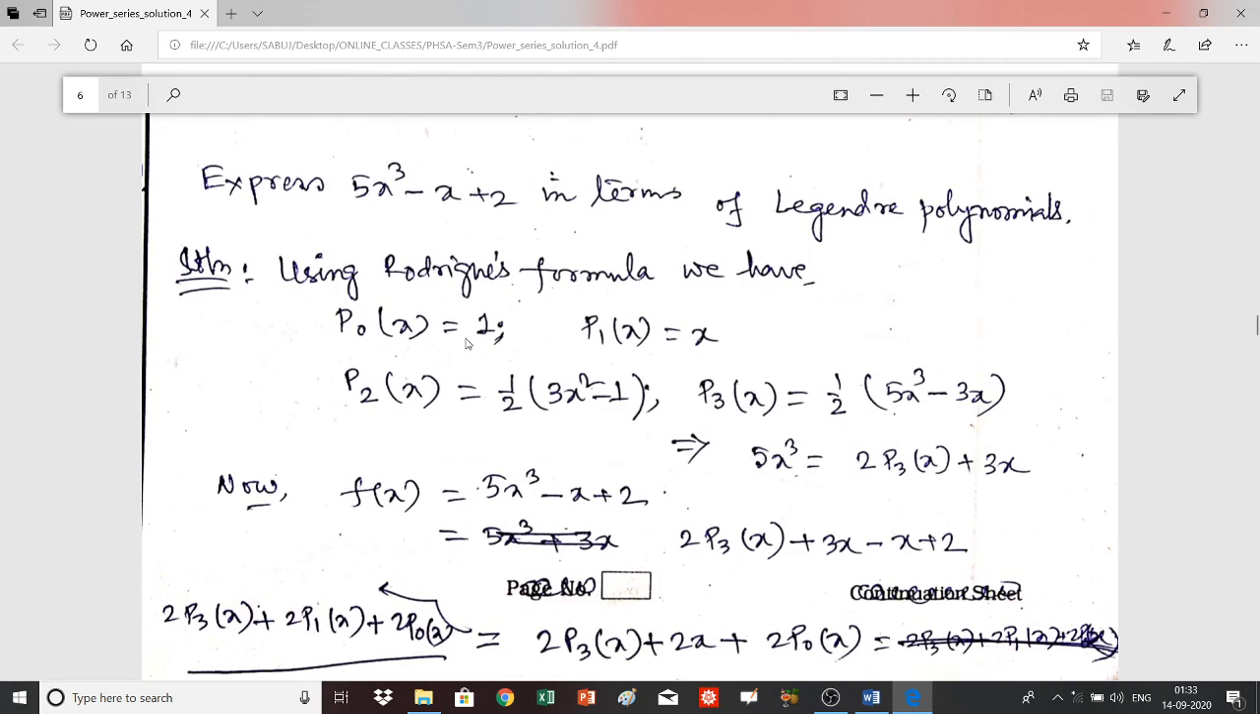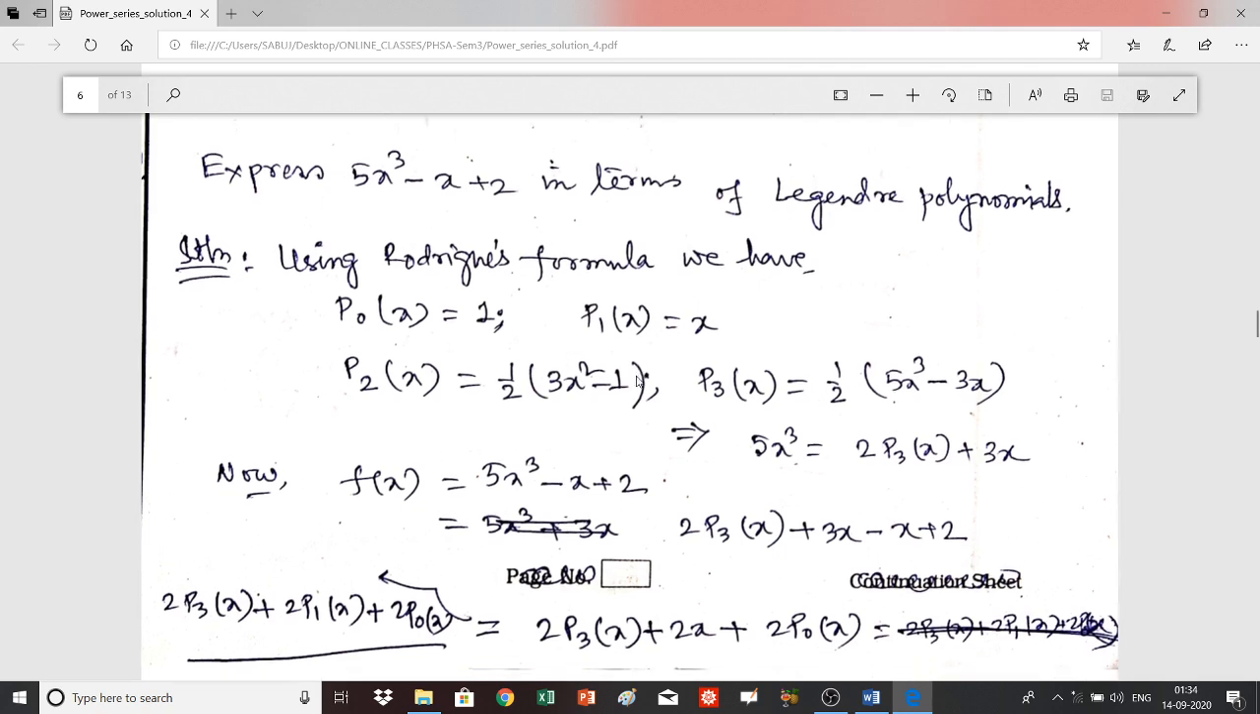Now here is a problem: express 5x cubed minus x plus 2 in terms of Legendre polynomials. You know that using Rodrigue's formula, Pn(x) is equal to 1 by 2 to the power n times n factorial, d^n by dx^n of (x square minus 1) to the power n. Using it, you also know that P0(x) is equal to 1, P1(x) is equal to x, P2(x) is equal to half of (3x square minus 1), and P3(x) is equal to half of (5x cubed minus 3x). All of these terms have already been calculated.